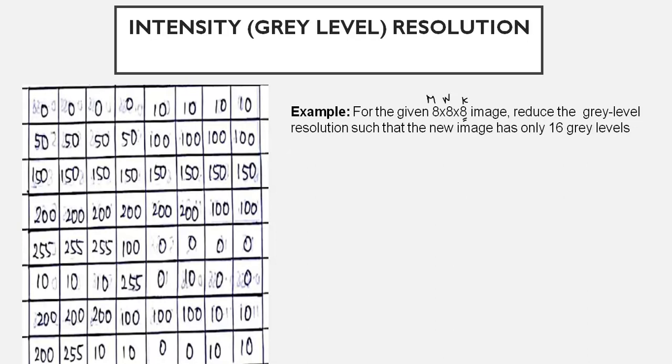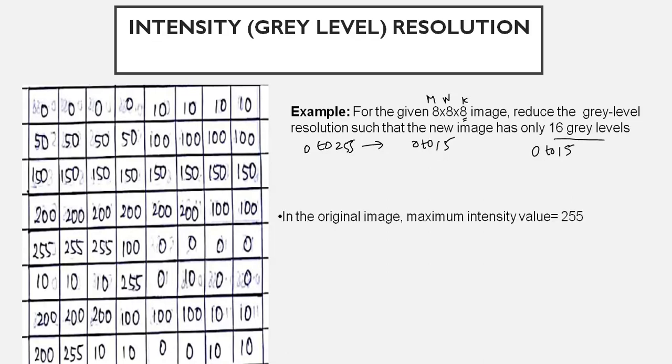And in the problem it is given that we have to reduce the gray levels to 16. That means now in the new image there should be a total of only 16 gray levels. That is, it should range from 0 to 15 only. So we need to map 0 to 255 levels to 0 to 15. That means we are reducing the intensity range or gray level range. So let us see how this is possible, or how we can do the mapping.